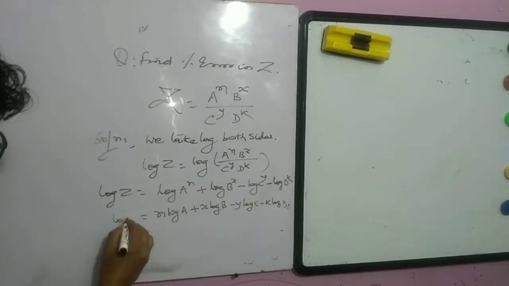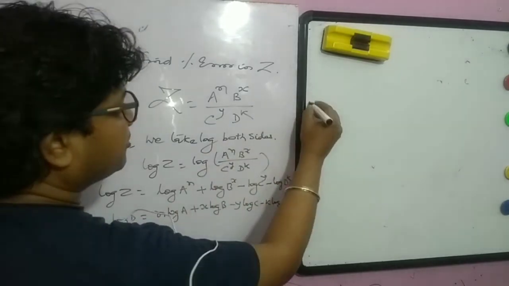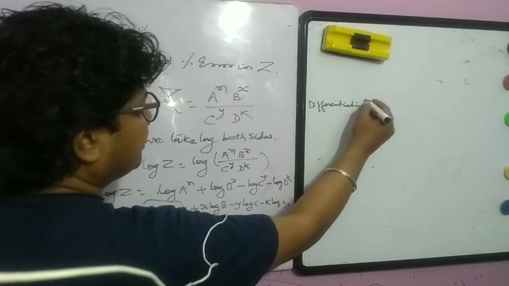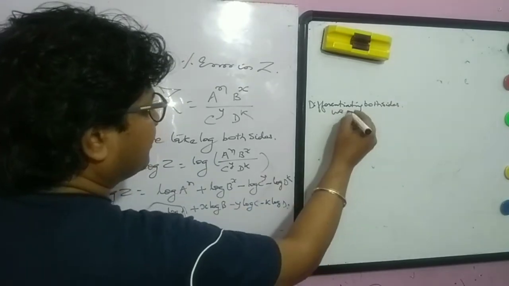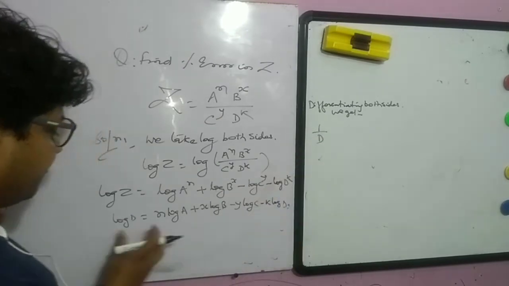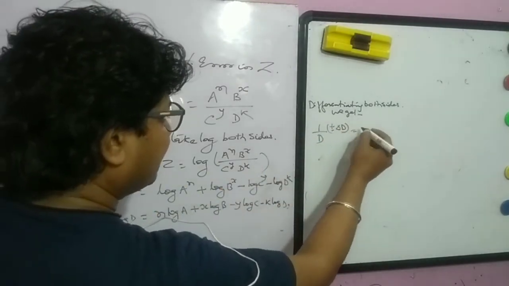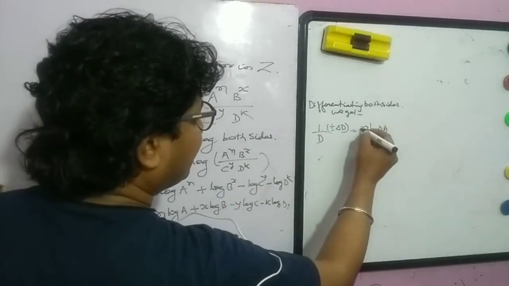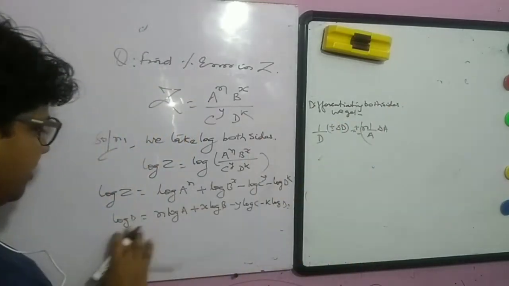So differentiating both sides, we get 1/z δz = n (1/a) δa, plus or minus. You can take positive or negative, otherwise you can leave it, no need.